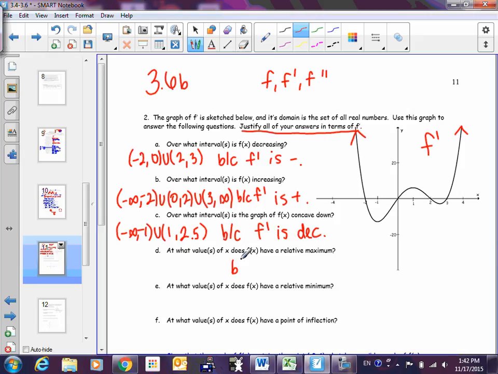So we're going to start this the same way we started the other ones. Because f prime, and then what would be the justification? What is f prime doing at a relative max? Change signs. Yep, from positive to negative. And if you've forgotten that, just think about what a max would look like. The slope would be positive, f prime would be positive, then turn negative.